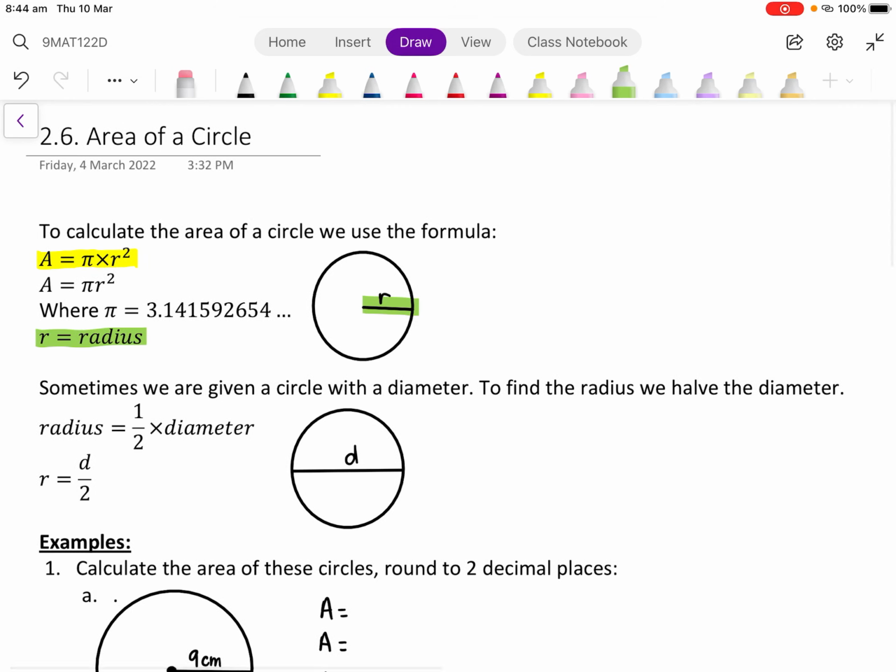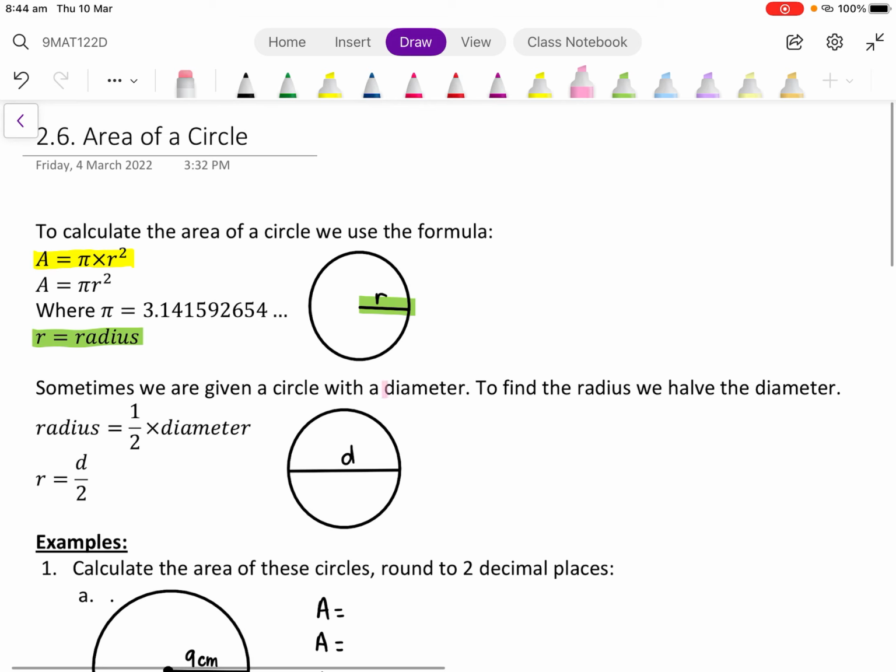Sometimes we are given a circle with a diameter. So to find the radius, we have to halve the diameter. So that means our radius equals half of our diameter, or we could write r equals d divided by 2. Our diameter goes all the way across through the centre of our circle.